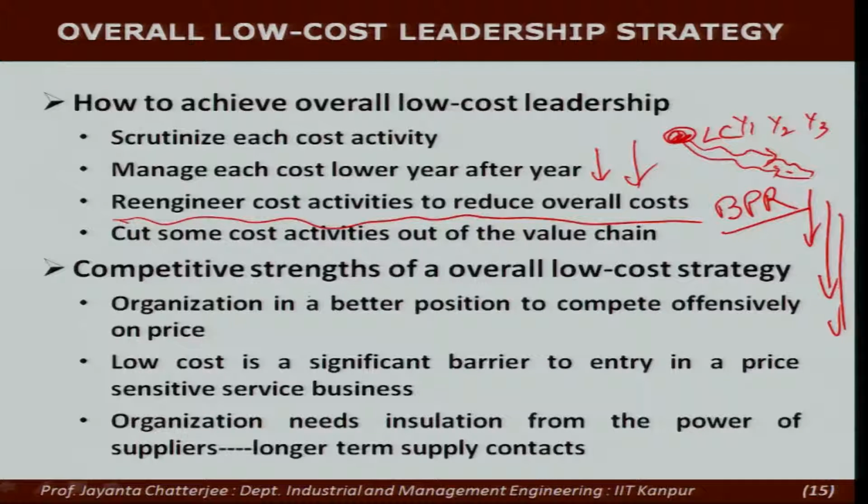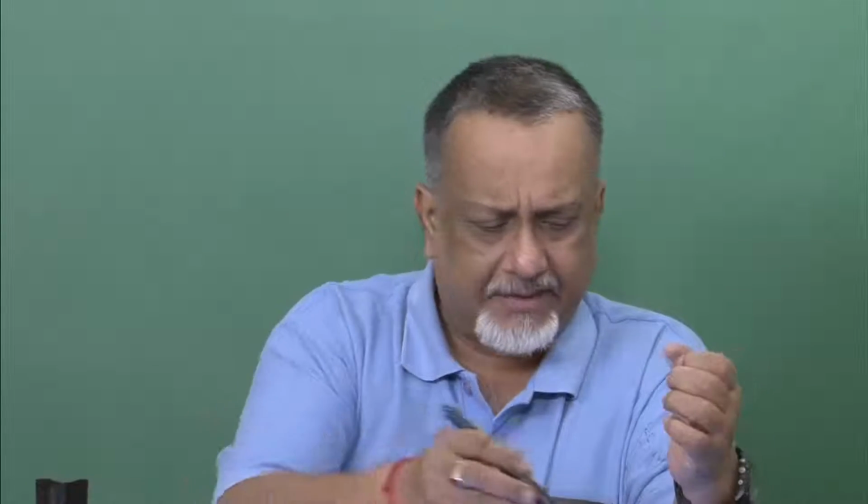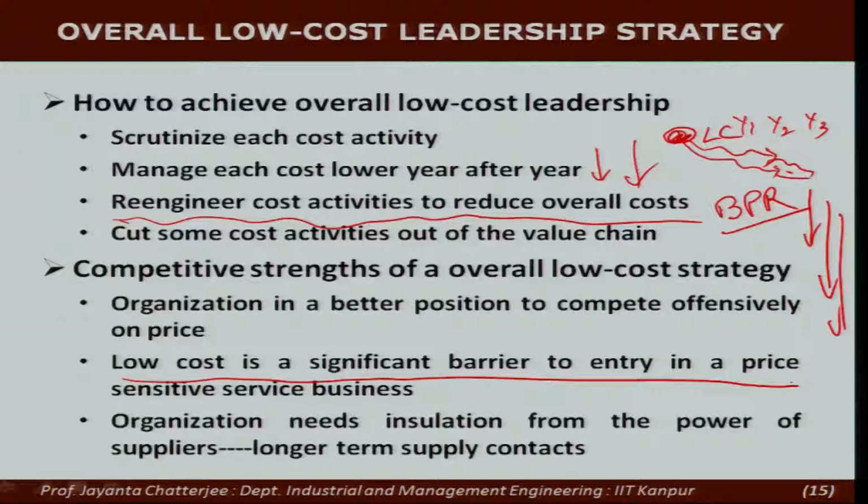Now, the competitive strength that comes from lower cost is that you have a much better handle on pricing. So, you can push out new entrants by taking some aggressive pricing stance. Now, you cannot take an aggressive pricing stance unless you have a very good handle on your cost, otherwise you will land up with a lot of loss which you may not be able to recover later. And so, low cost is really a very significant barrier to entry in many price sensitive service businesses.